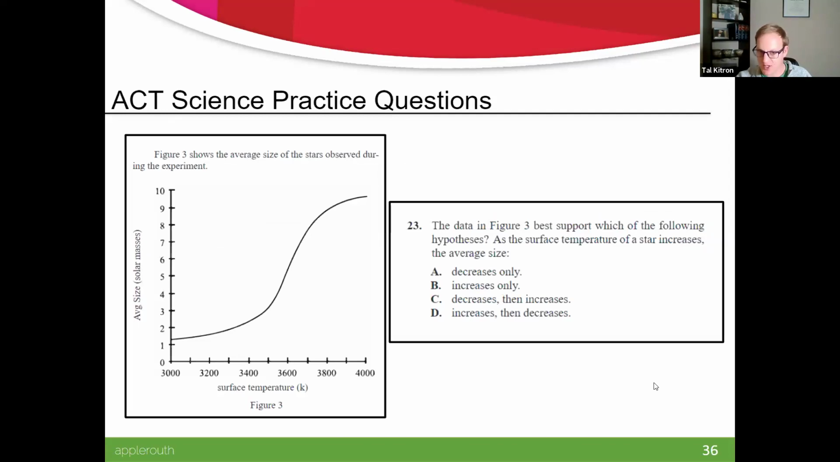Here's a relationships question. Go ahead and try this one. So here we're looking at, as surface temperature, which is the x-axis, increases, the size, which is the y-axis, and it looks like it's not a constant rate, but it never goes down. It never plateaus. This one's B. Increases only, direct relationship.